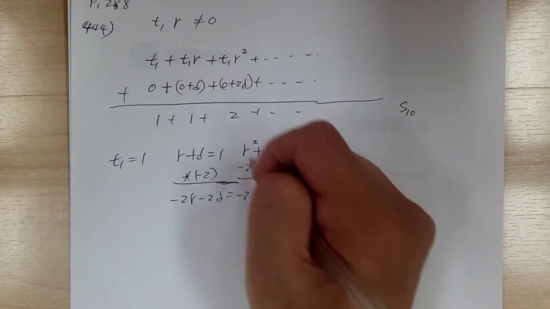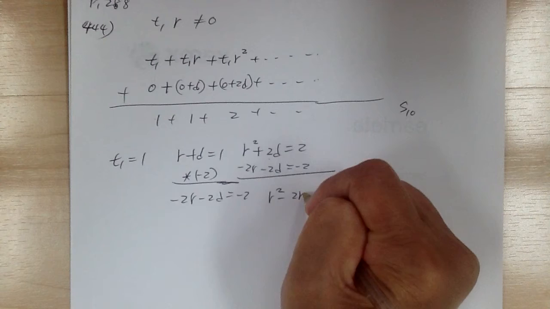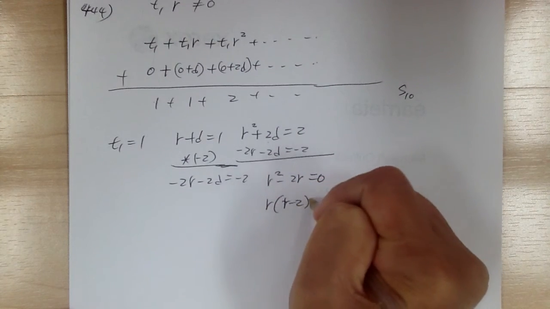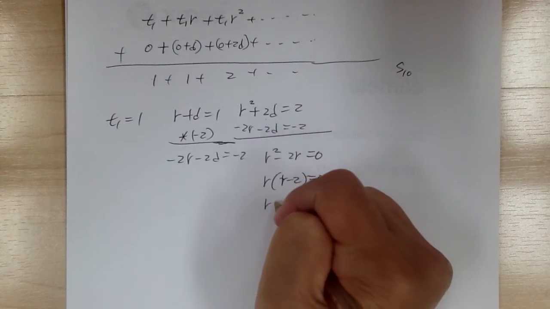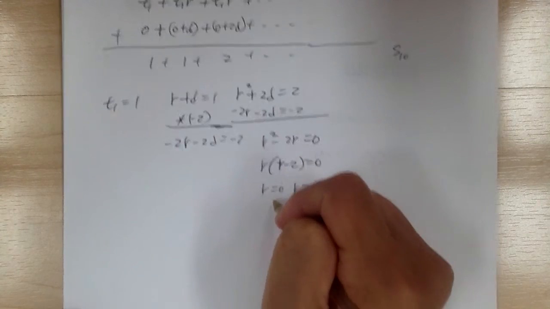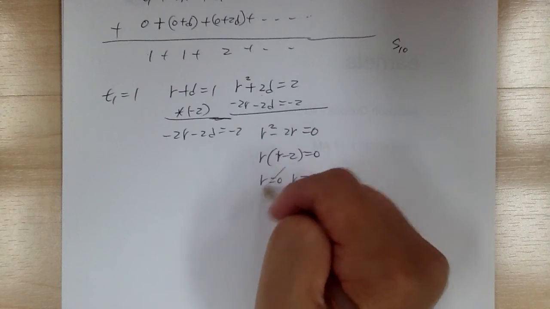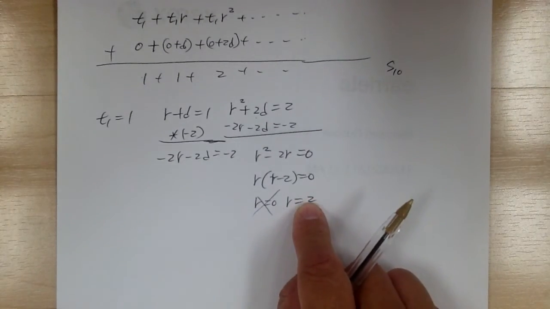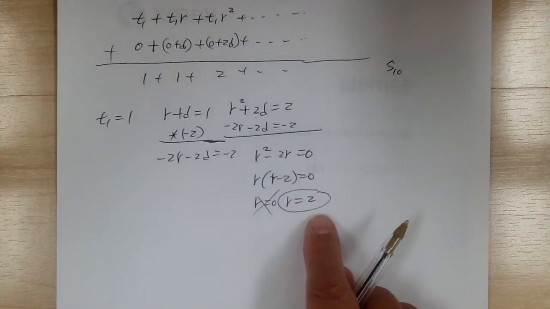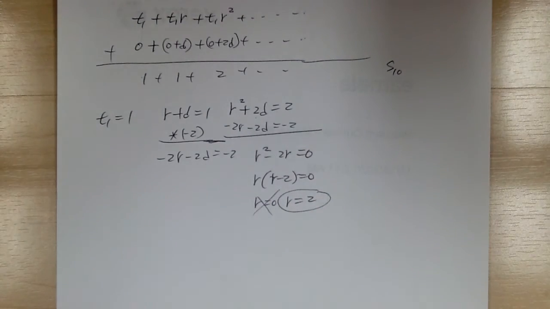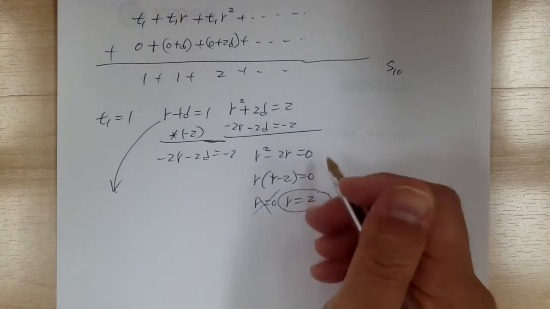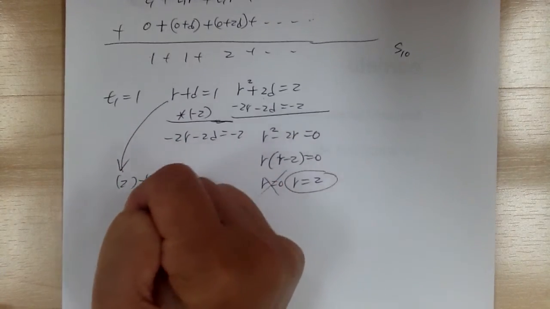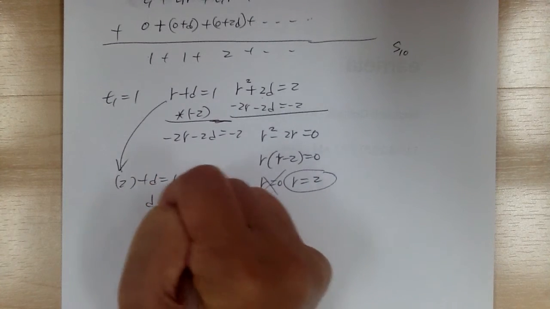I get R squared minus 2R equal to 0, factor. Okay, so R equal to 0, R equal to 2. Now, you cannot have R equal to 0, right? Okay, it tells you right over here, R cannot equal to 0. So R equal to 2, so this is the important information, so circle that, easier to see. Okay, then from here, let's go and solve for D. So you got 2 plus D equal to 1. So D equal to -1.